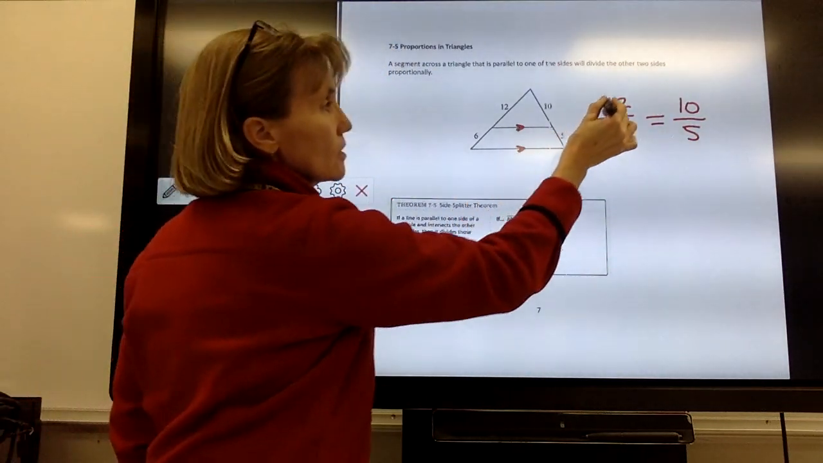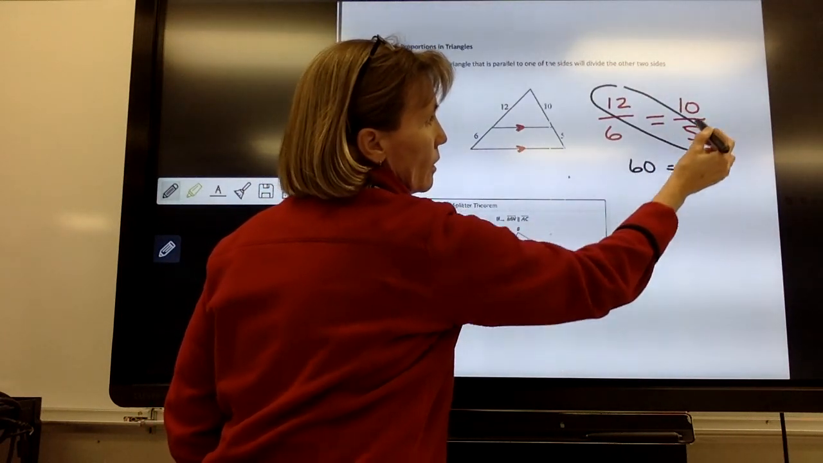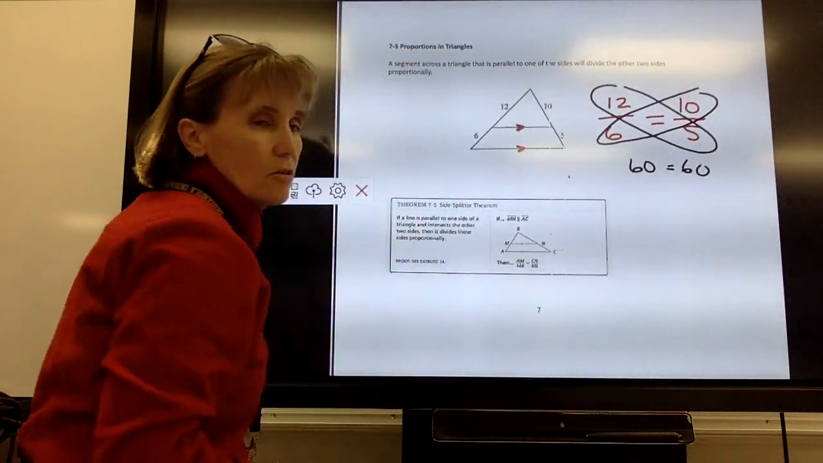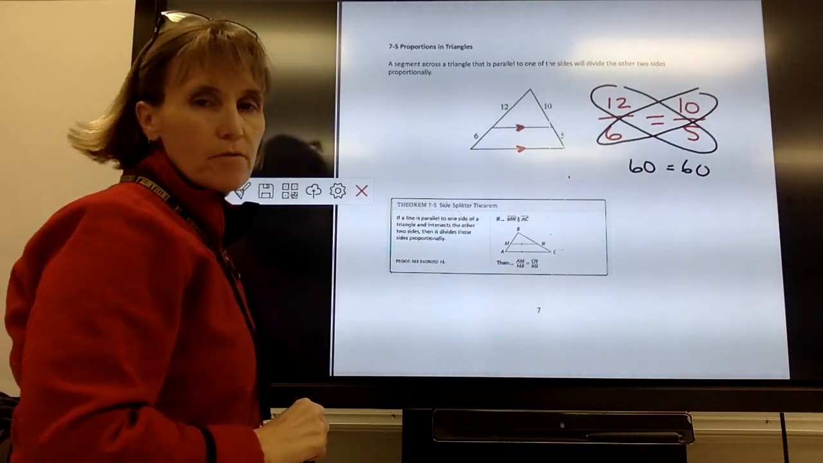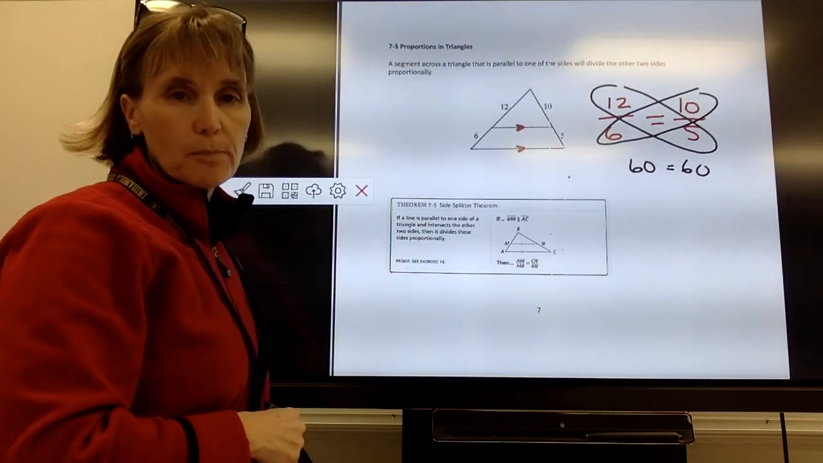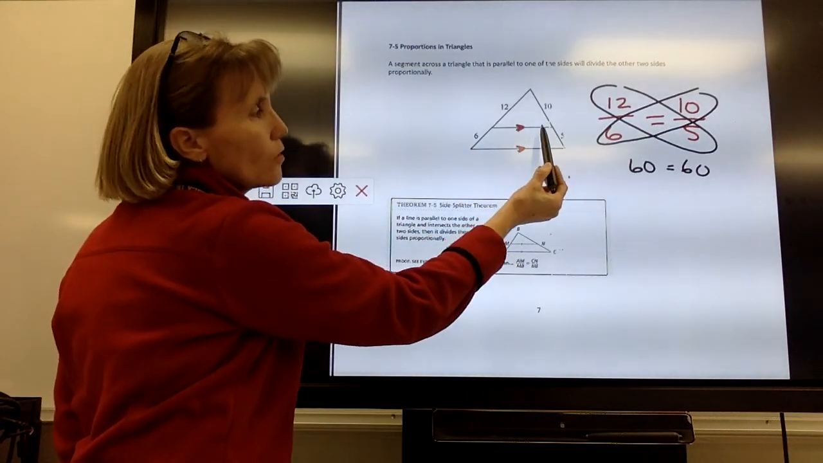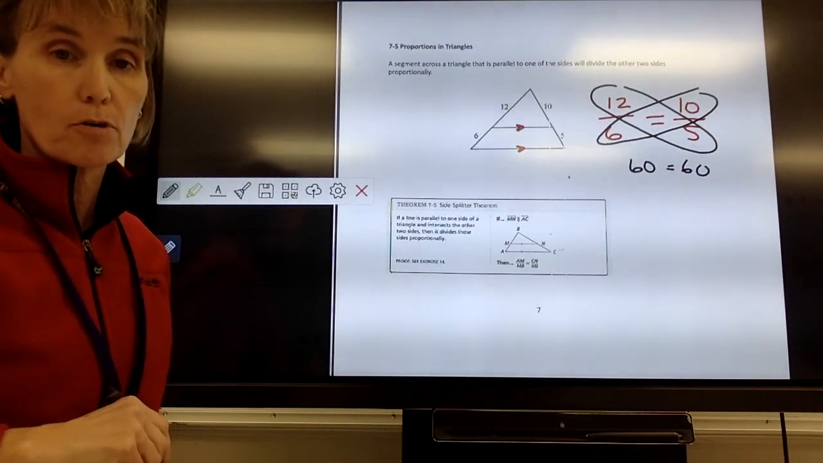If I look at the cross products, 12 times 5 is 60, and I compare that to this product, 6 times 10 is 60. So you can see that those are proportional to each other. That's theorem 7.5, they call it the side splitter theorem. Basically, if we draw a parallel line through this triangle, then the two sides of the triangle are going to be split proportionately.